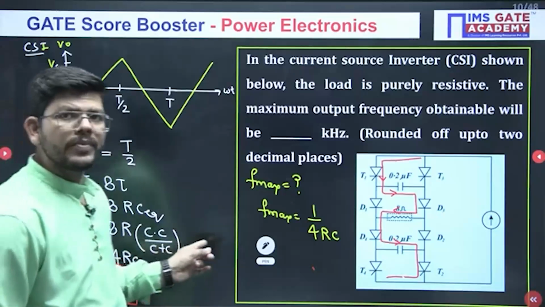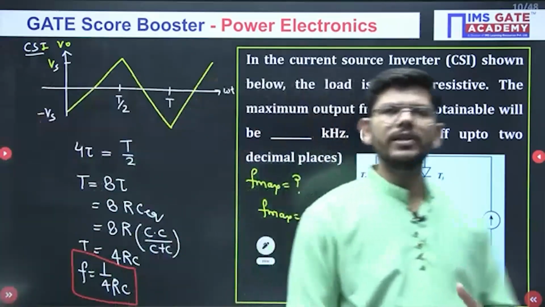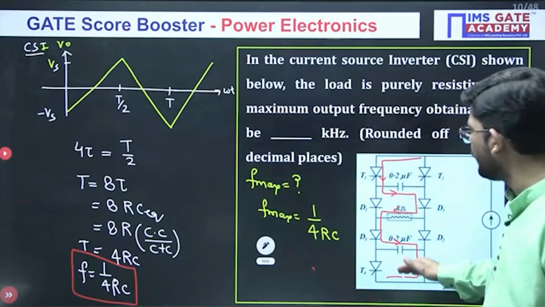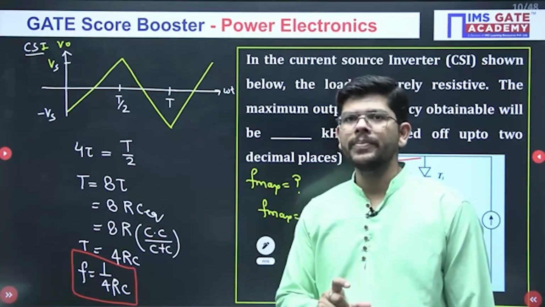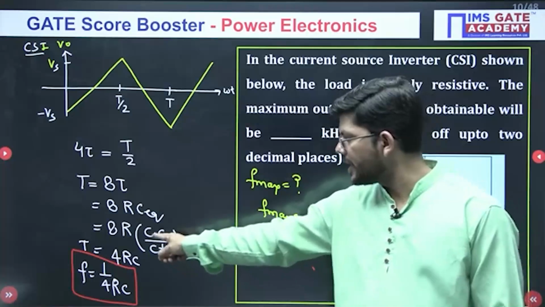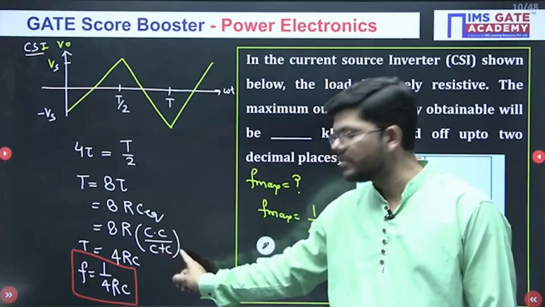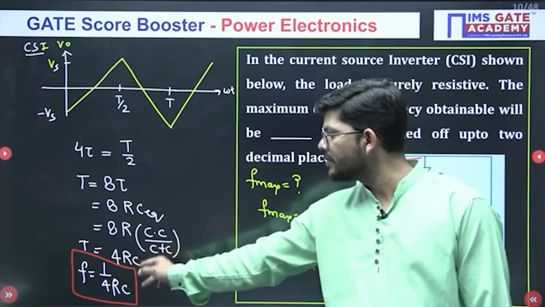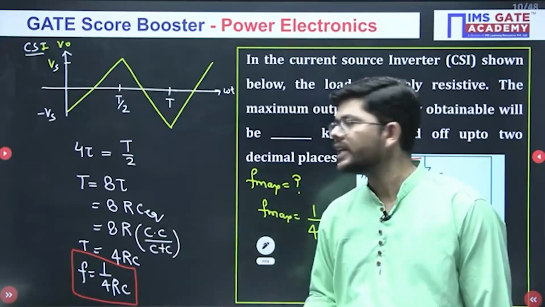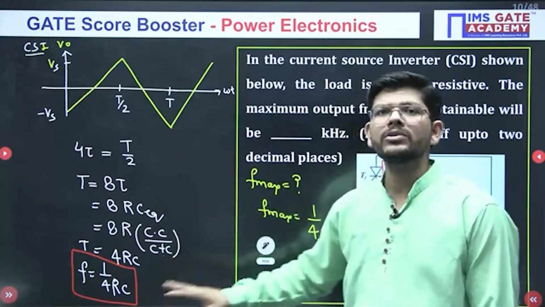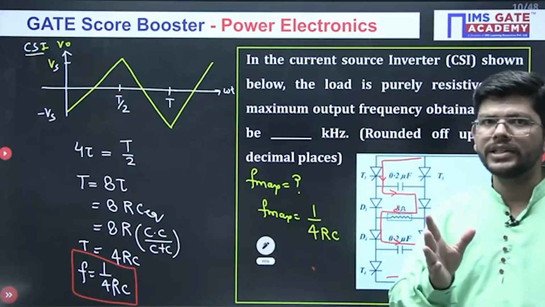Now, here the C's have the same value, so you can directly write this formula. But if the C's are not the same, you have to modify this formula. You will write C1 C2 upon C1 plus C2, and you will not get 1 by 4RC as the frequency. You will get something different. So that's why I did this analysis. In CSI, do not forget to take this into account.